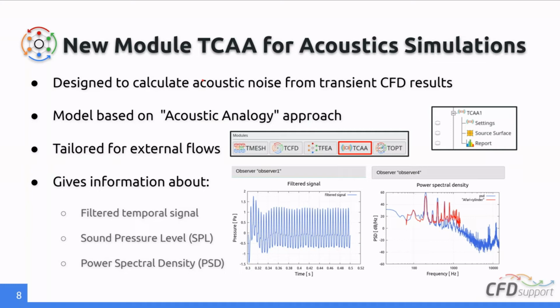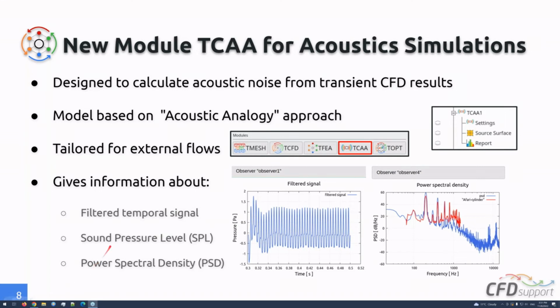the acoustic analysis. The model is based on the acoustic analogy approach, which is tailored mainly for external flows, and we get the information about the filtered temporal signal, sound pressure level, power spectral density, and some others which we will introduce in the next webinar. So the output is the power spectral density or the sound pressure level graphs. The red one is the measurement from this benchmark we will present, and the blue one is the data from the CFD simulation.